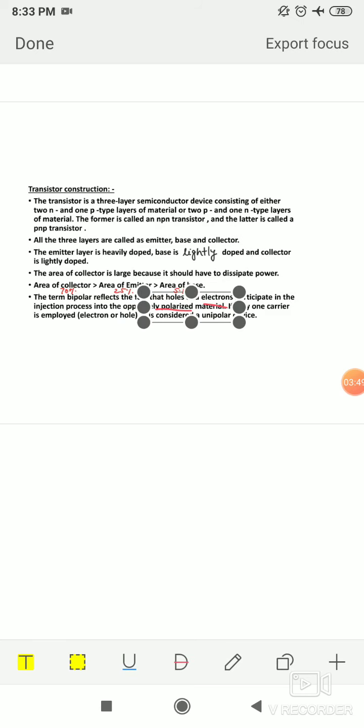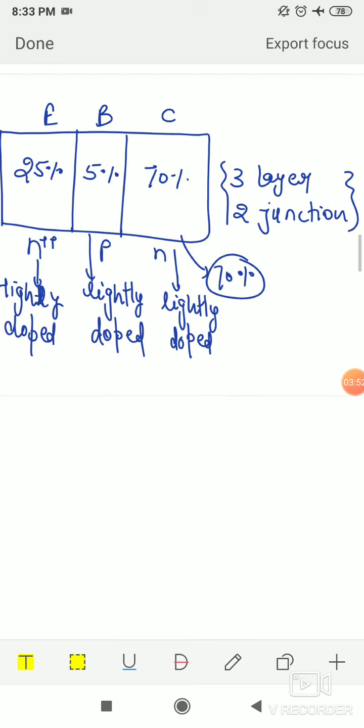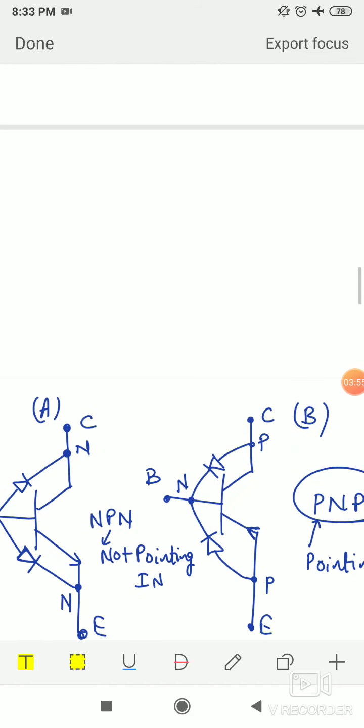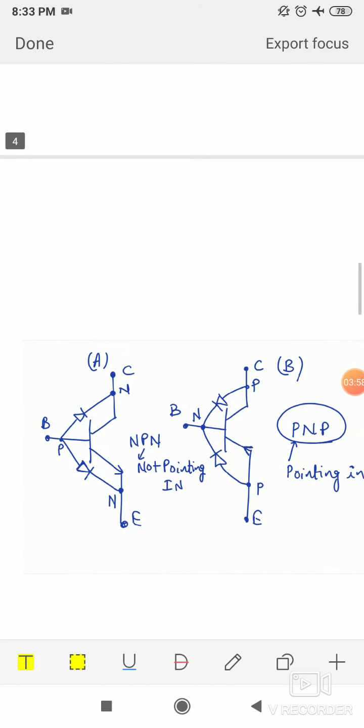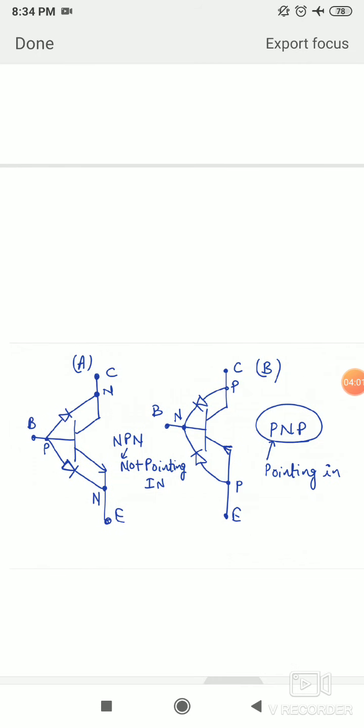So next are the symbols. What is the symbol of a transistor? These are the transistor symbols. This one is an NPN transistor, and this is a PNP. The terminals are named collector, base and emitter. The main difference is that in NPN type the arrow points outward, and in PNP the arrow points inward.